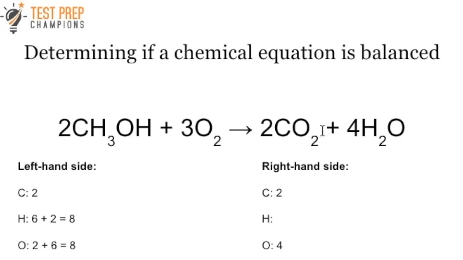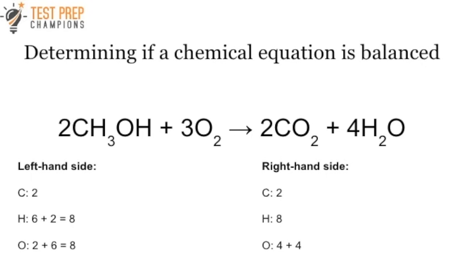Let's look at the first molecule here. We've got 2 CO2. So 2 times these two oxygens would be 4, but now we also have this oxygen over here, so it's 4 times 1, which would be 4. So we have 4 oxygens, and then we have to add another 4 oxygens, which would be 8. And we have those 8 hydrogens.